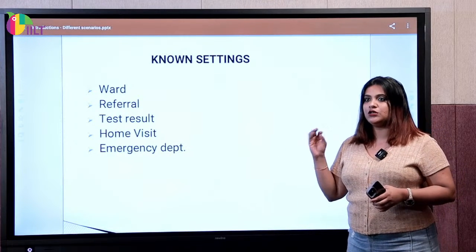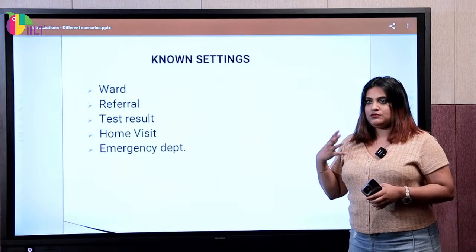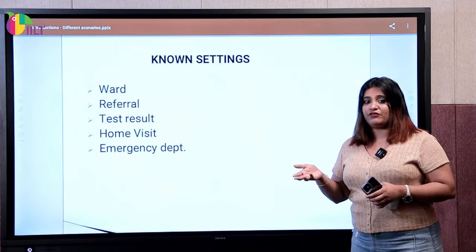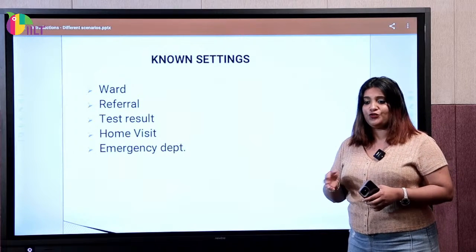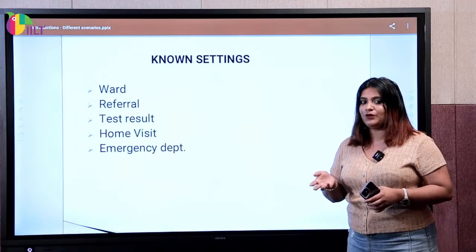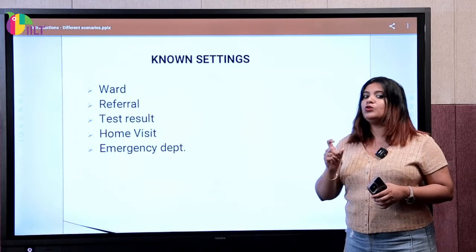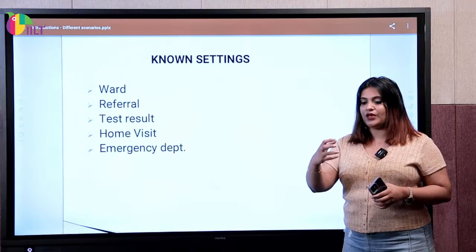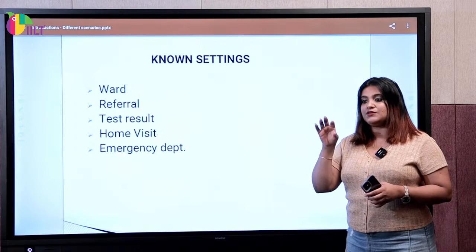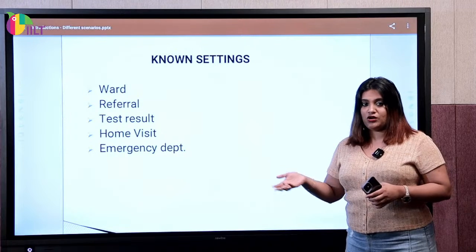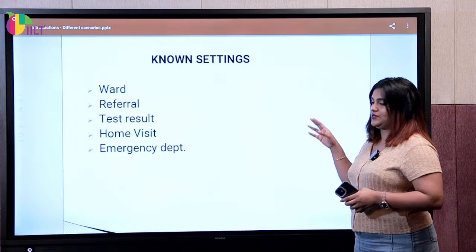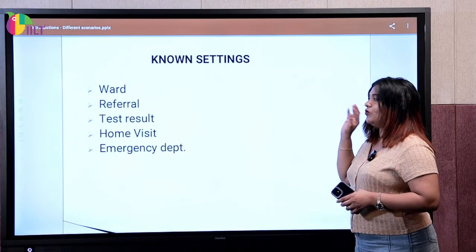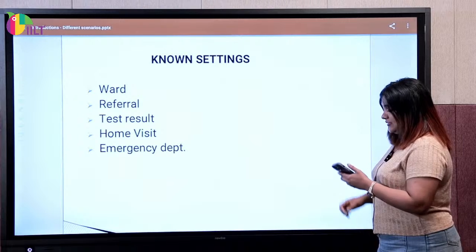A known setting is nothing but you might know the patient before. Say for example, the patient has come for a review, or the patient has visited before, or we do have a report of the patient, or we know the history of the patient, or we have examined the patient, which means in short you know the patient. Or it's not like you personally know the patient, but the patient's medical history is known to us. That is what is meant by known settings, like we know the patient or we know something related to the patient. So that can be categorized under the known settings.